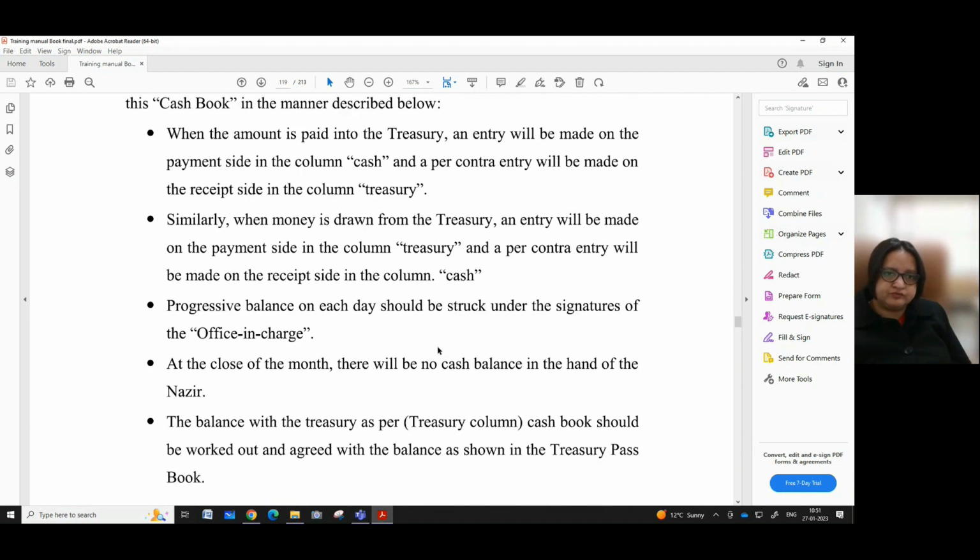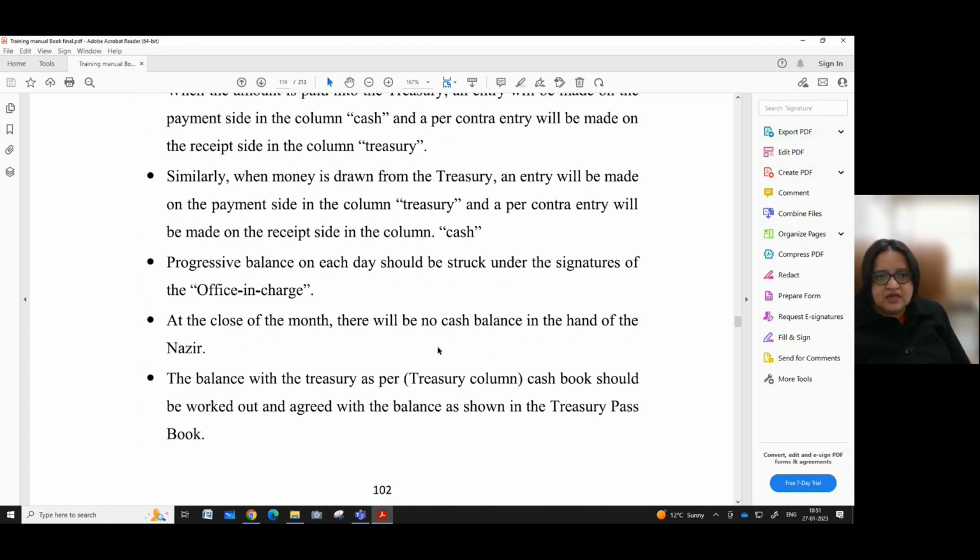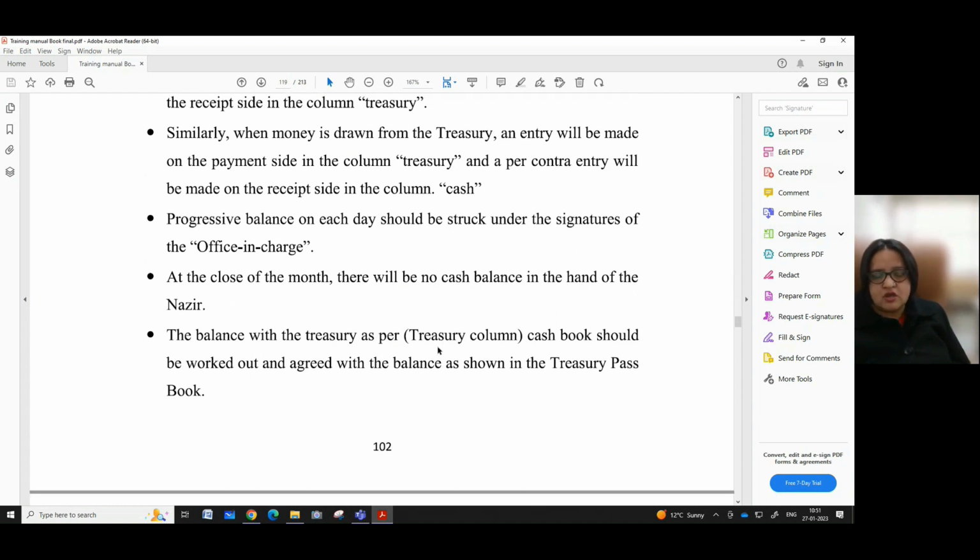Payments into and withdrawals from the treasury should be accounted for in this cash book in the manner described below. When the amount is paid into the treasury, an entry will be made on the payment side in the column cash and a per contra entry will be made on the receipt side in the column treasury. Similarly, when money is drawn from the treasury, an entry will be made on the payment side in the column treasury and a per contra entry will be made on the receipt side in the column cash.